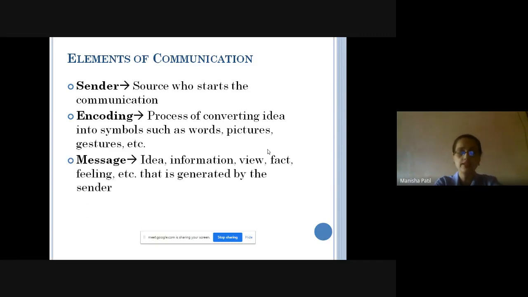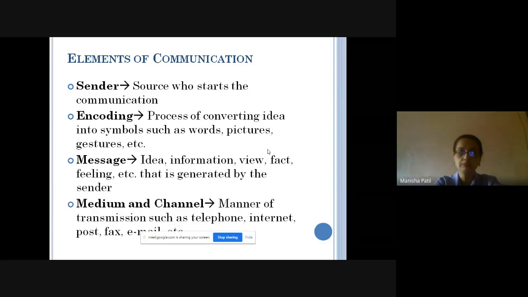Third one is message, that is idea, information, view, fact, feeling, etc. that is generated by the sender. So in this case, whatever content you can see on the slides is the message. Fourth one, medium and channel. It is a manner of transmission such as telephone, internet, post, email, etc. So here we are having online mode.